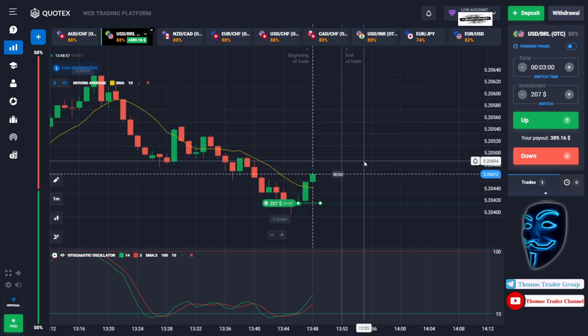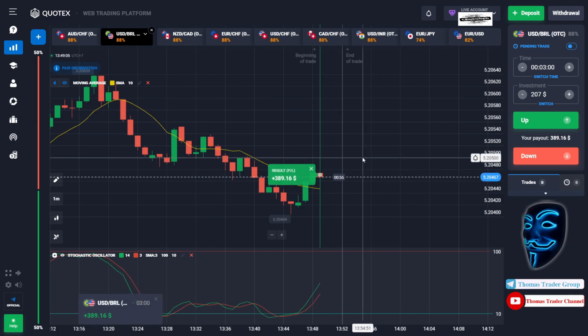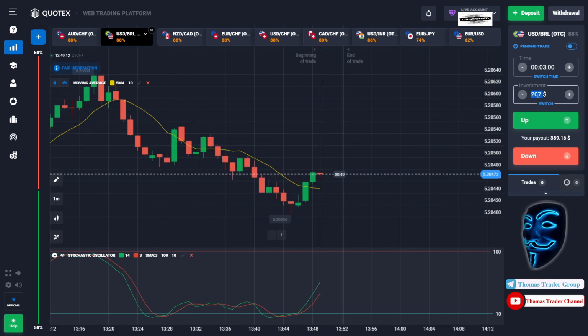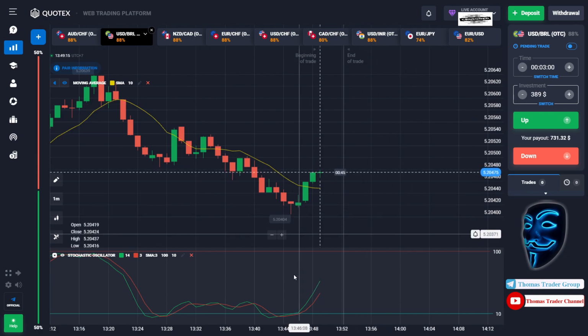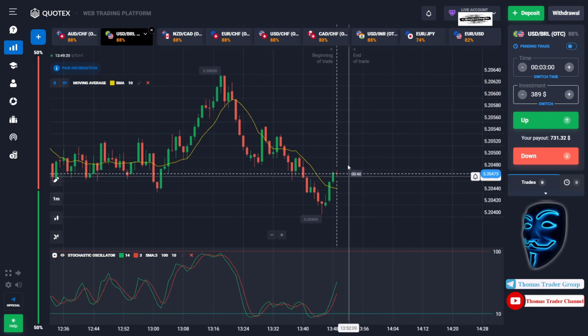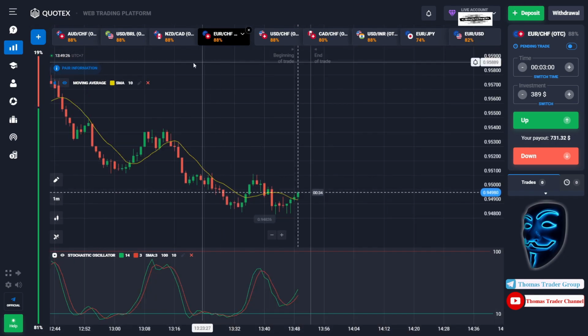Five seconds left and we made a right prediction again over here. We made a profit of $389 and let's change our investment into $389. As you can see over here, it made a rebound when it touched the oversold area. This strategy is very accurate and is very useful. Let's try to find the other market.